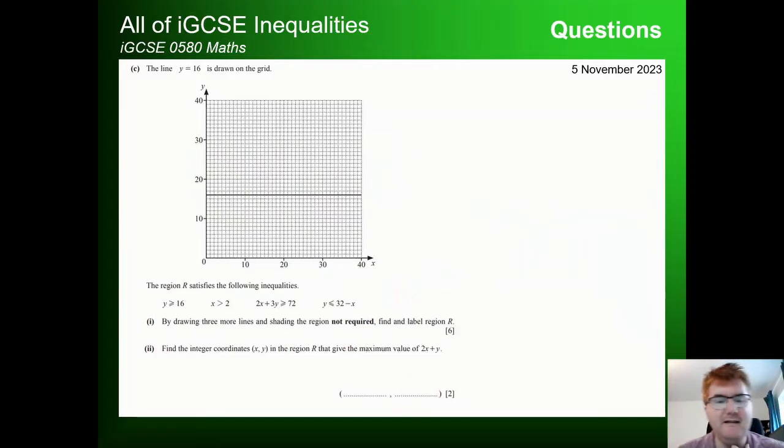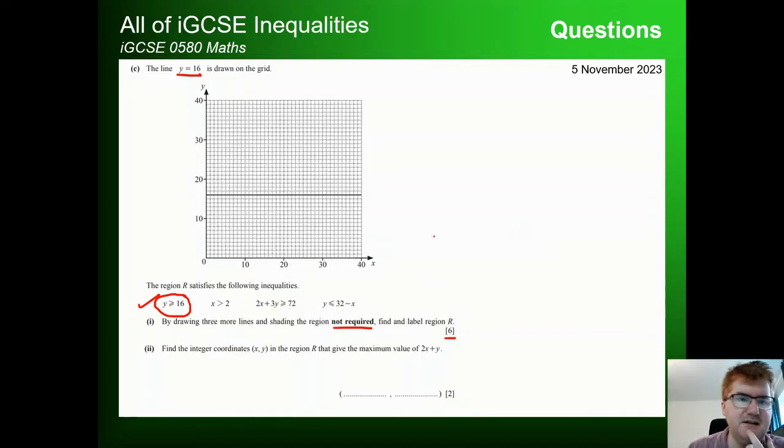Right, on to a bit of linear programming here, slightly different style of question. So the line y equals 16 here is drawn on the grid. And the region R satisfies the following inequalities here. And we need to draw in 3 more lines. Notice this y equals 16 is already drawn in for us. So we've kind of already done this part. So we can tick that off. We need to draw in the other 3 inequalities so that we can find and label this region R. However, we need to shade in the region not required in order to show the region R. I'll explain what that means for this whopping 6 marks on this question.